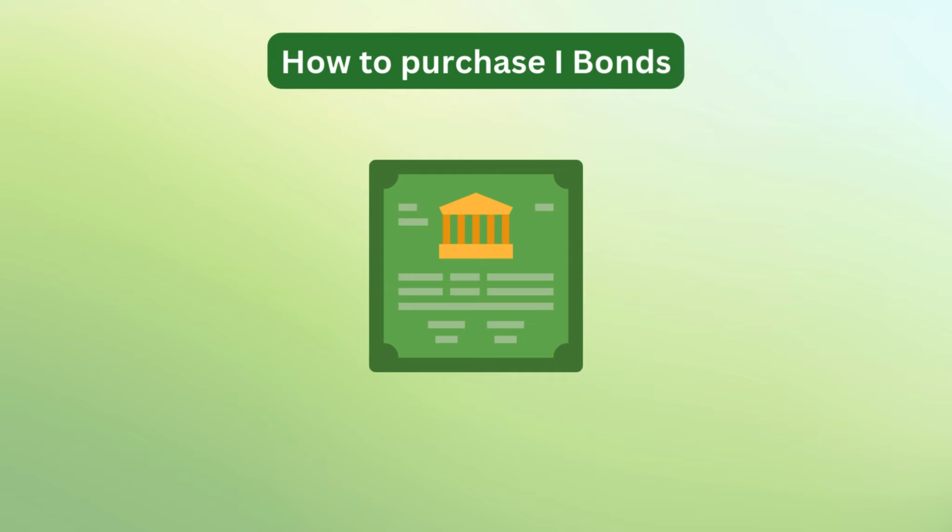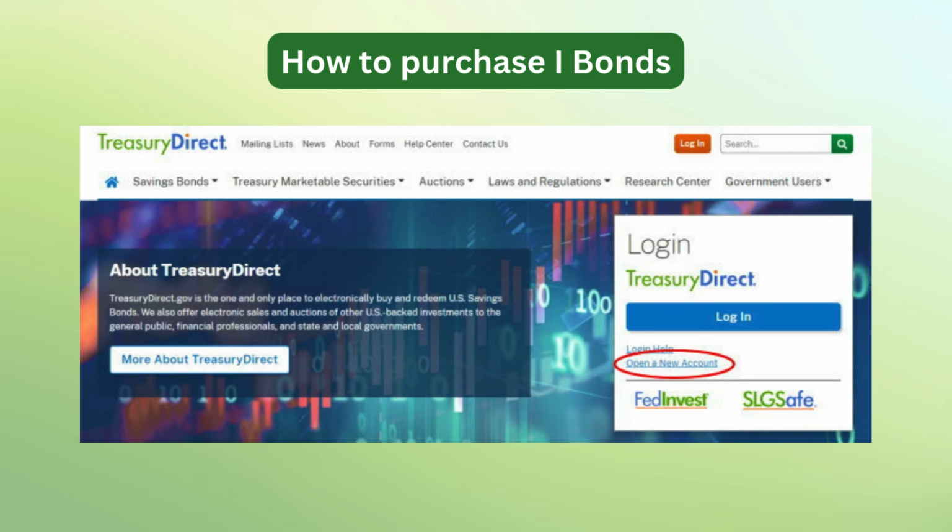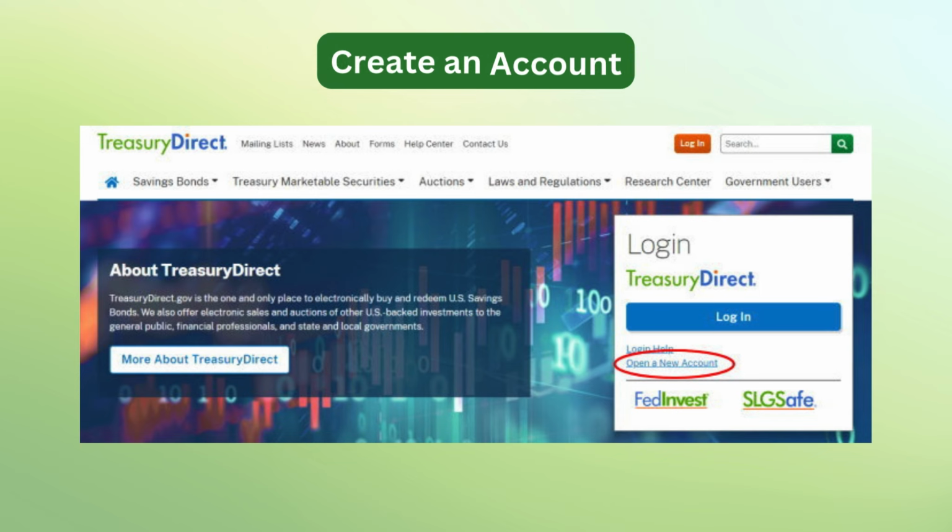Now let's go over how to purchase I-bonds. If you're interested, please follow along. Go to the US Treasury official website, TreasuryDirect. I've included the URL link in the video description below for easy access. Step 1. Create an account. Click on Open a new account on the right side of the home page.